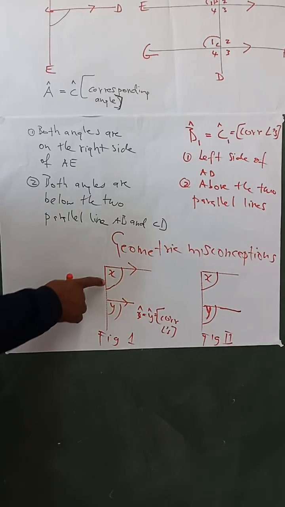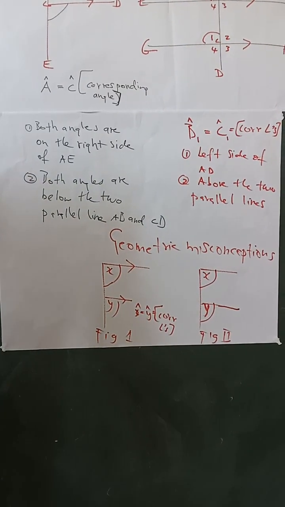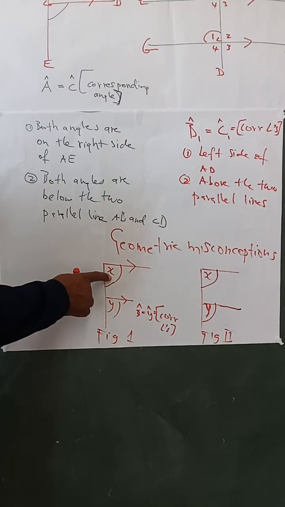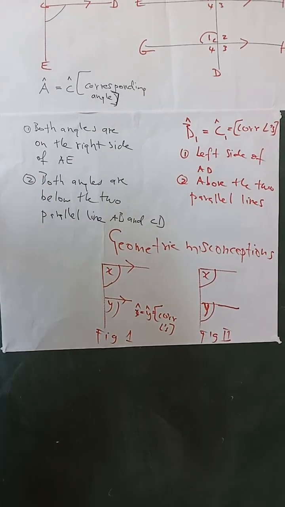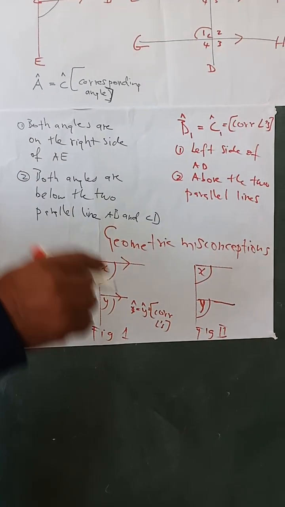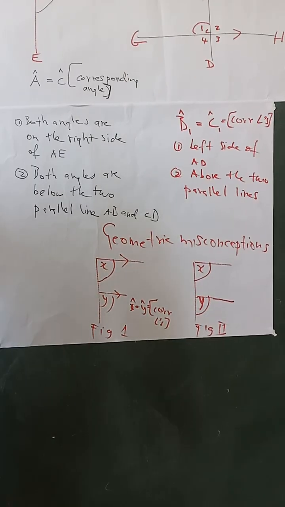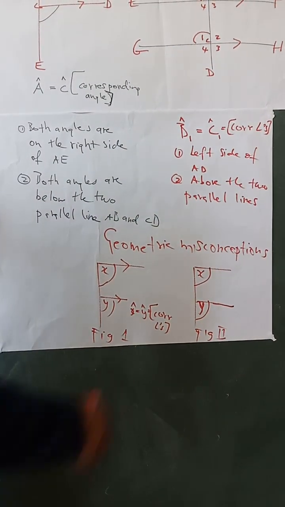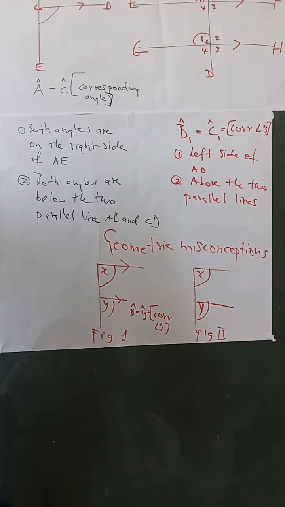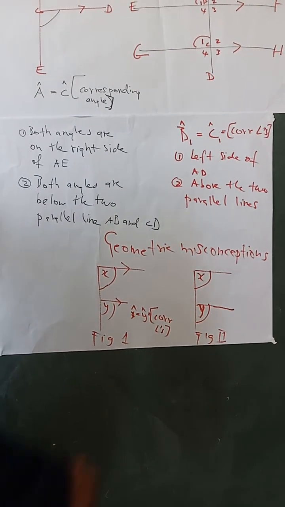In figure 1, the two angles x and y are equal. They correspond because we've got two lines that are shown as parallel. If the lines are parallel, then the angles are equal. If the lines are not indicated as parallel, then the two angles are not equal, even though they correspond.